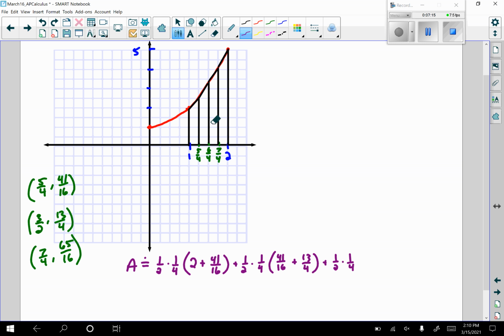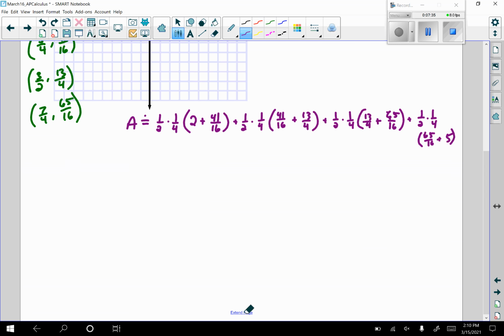1/2 times 1/4. Next, we'll start with the 13/4 plus the 65/16. And then our last 1/2 times 1/4, which I'll just squeeze in here, the 65/16, and then plus the 5. Now, if you notice, there's quite a few common factors for each part. So we could say the area is approximately, we could take out the 1/8, right? And then if you notice, just our very first number 2 and the very last number 5 are the only two that don't repeat.